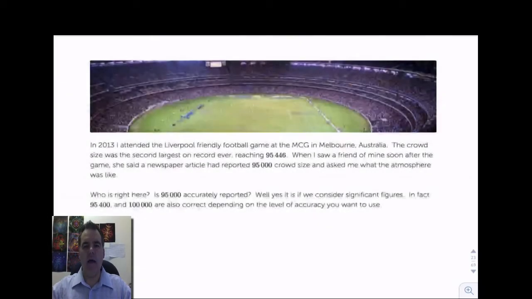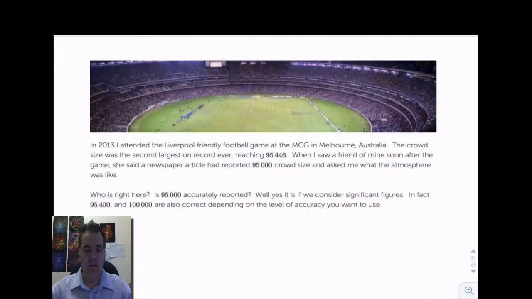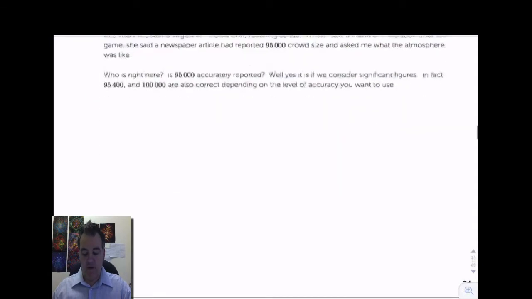Okay, let's talk about rounding now to a certain number of significant figures. In this little example, we're talking about attending a football game, and the crowd size was 95,446. Now the newspaper said there were 95,000 people there. Is that correct? Well, it is, because they've rounded it to a certain number of significant figures. We know how to round to a certain number of decimal places. Significant figures just allows us to round big numbers that don't involve decimals, to a certain number of significant figures.